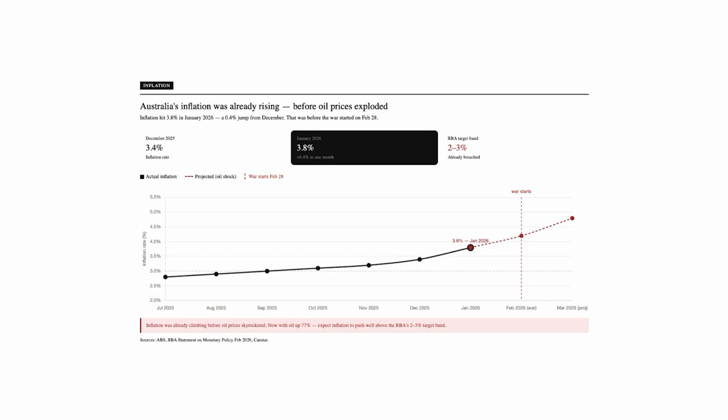Now, let me tell you, inflation already started going up before the oil prices shot through the roof. As of January 2026, the inflation rate was actually 3.8%, which was a 0.4% increase from the month before. So what do you think is going to happen in the future 6 months? Inflation is going to increase again.